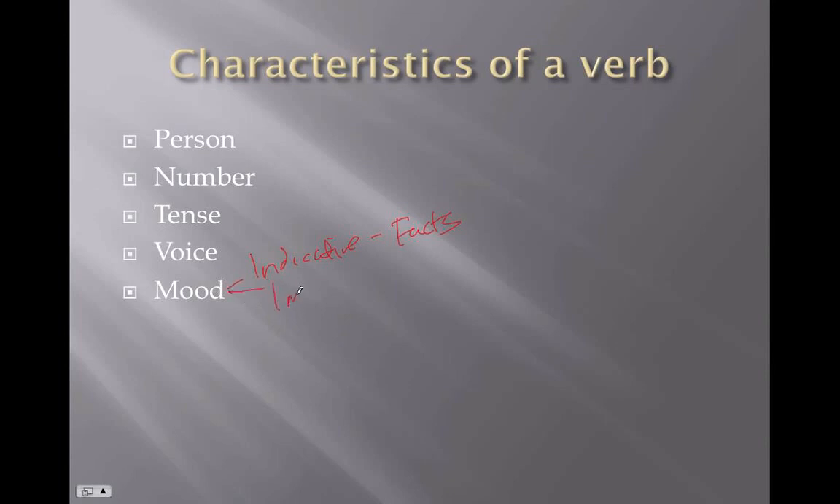The second mood is the imperative. And this is going to be our mood of commands, right? Hit the ball, walk the dog. Usually the subject for an imperative is going to be second person, you. It's not stated, right? We don't say, you walk the dog. We just say, walk the dog, right? So the imperative is our command. We have the indicative, facts, the imperative, commands.